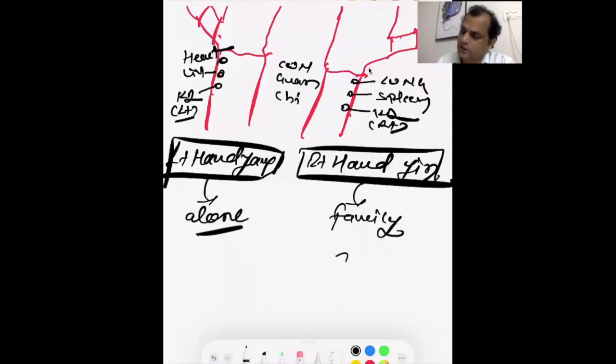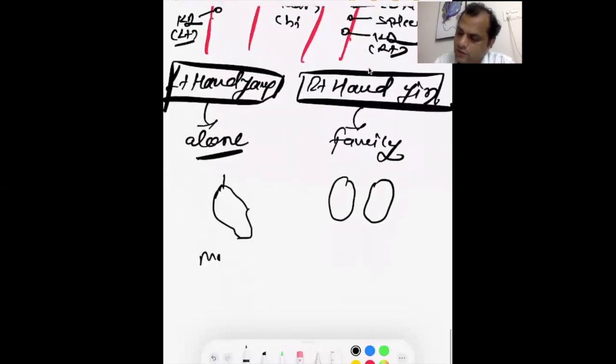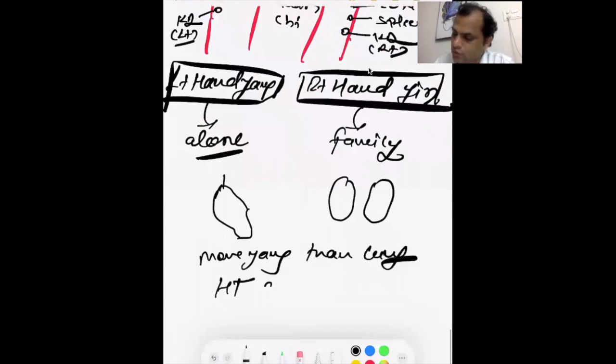So when we talk about the lungs, lungs are in the family. But when we talk about the heart, heart is alone, single. So heart is more young organ than the lungs. So heart goes on the left side.